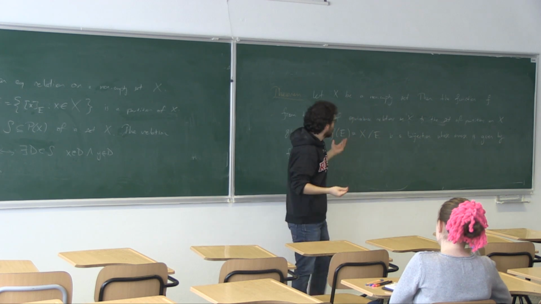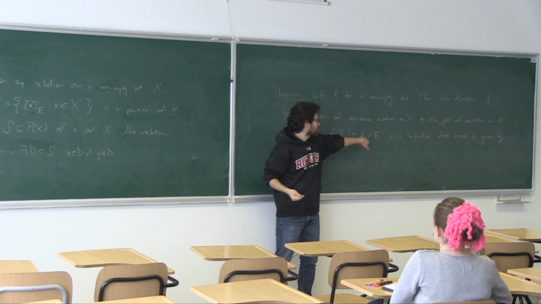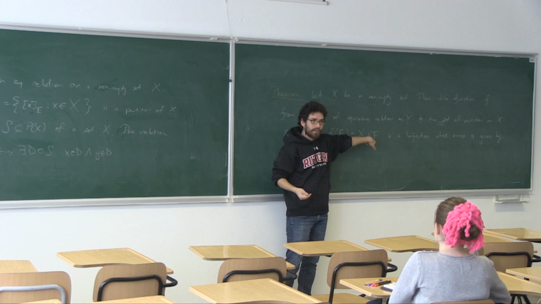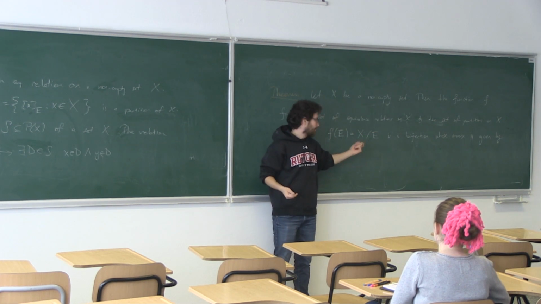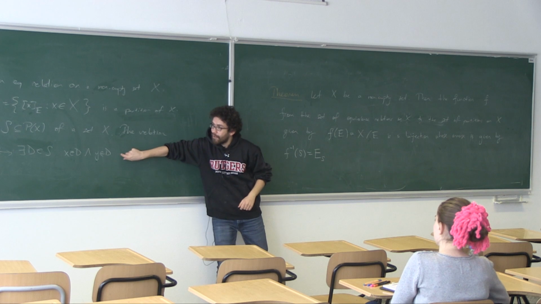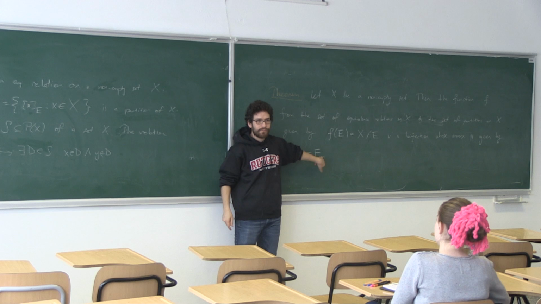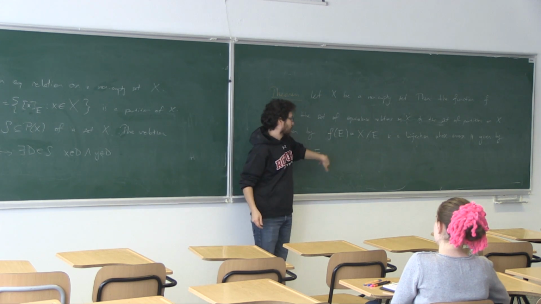And a bijection is given by this. You take any equivalence relation, you look at the corresponding quotient set. This is a partition, so this is a bijection. If it's a bijection, it has an inverse. What's the inverse? The inverse is given by this. You start with a partition, you look at the associated equivalence relation. So that's the inverse of this, okay?